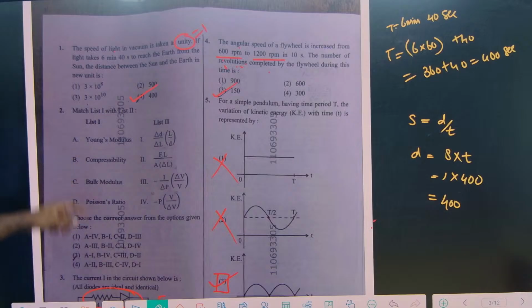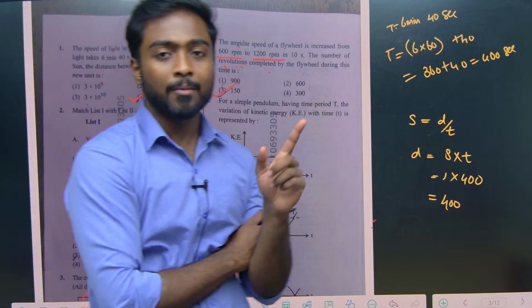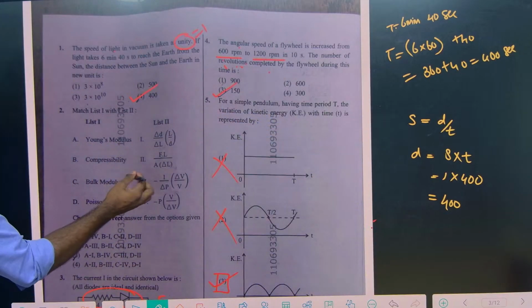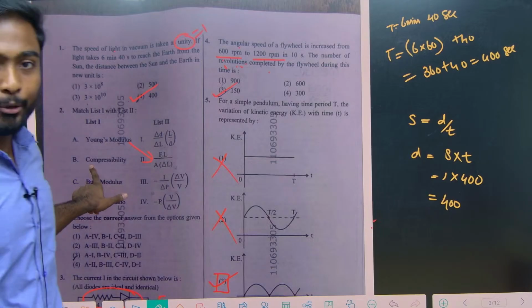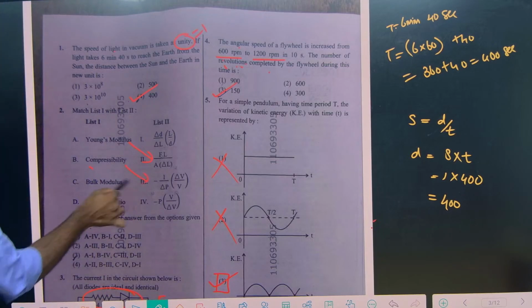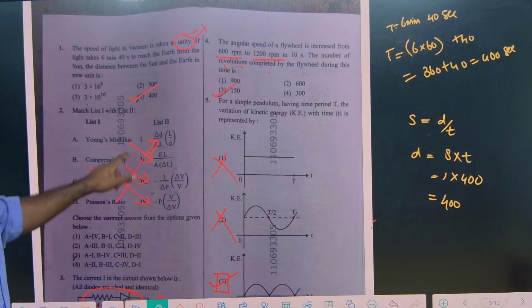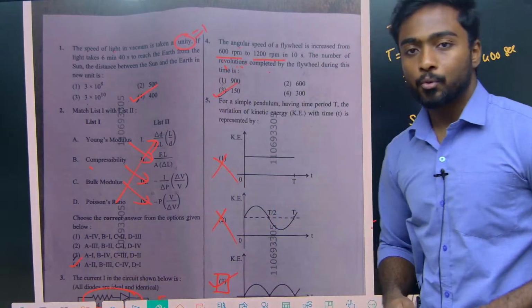And the second question, we see Young's modulus, compressibility, bulk modulus and Poisson's ratio they have given. Young's modulus is nothing but stress by strain, which is force by area by change in length by length. So obviously the second one. Compressibility is the inverse of the bulk modulus, right? So third one, bulk modulus, and the fourth one it is 1. So 2, 3, 4, 1. Option 4. 2, 3, 4, 1.